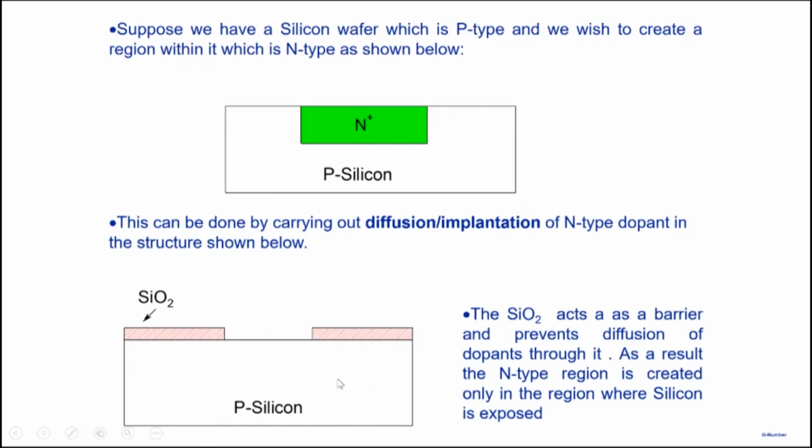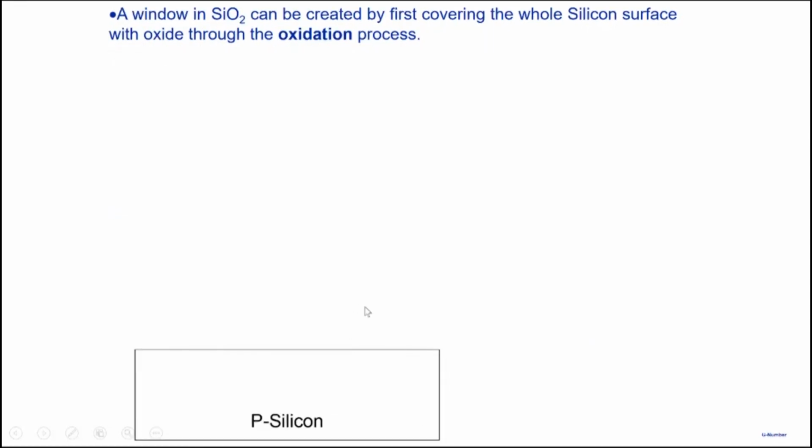And this window, or this barrier, SiO2 acts as a barrier for the rest of the region here. So how do we do that? Well, we can start with our p-type silicon wafer and we can oxidize it first. If you take silicon and heat it at high temperature in the presence of oxygen, silicon will get oxidized. But you can also deposit a layer of silicon dioxide. So let's say we deposit silicon dioxide.